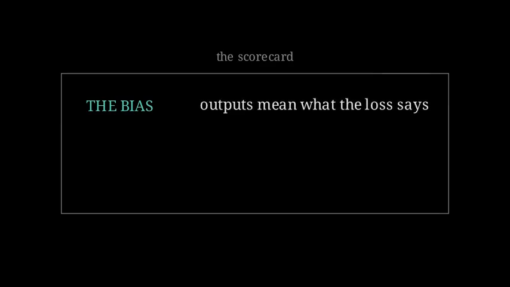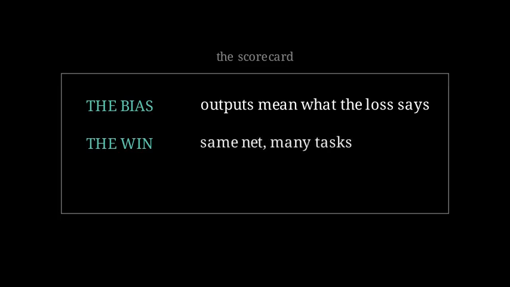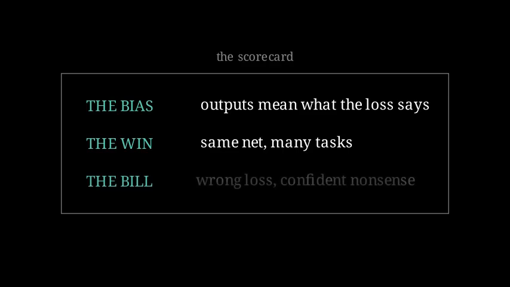Every episode in the series ends the same way, with a scorecard. 3 rows, the same 3 questions for every architecture, and every loss we meet. It is how we keep the whole tour honest, because every bet has an upside and a matching downside. The first row is the bias, the assumption baked in. Here it reads, the outputs mean whatever the loss says they mean. The second row is the win, the payoff when that assumption fits the world. One network body, many tasks, just by swapping the head. The third row is the bill, what you pay when the assumption is wrong. Pick a loss that misreads your data, and the network will stay perfectly confident while being completely wrong.